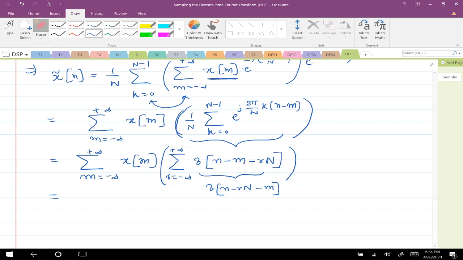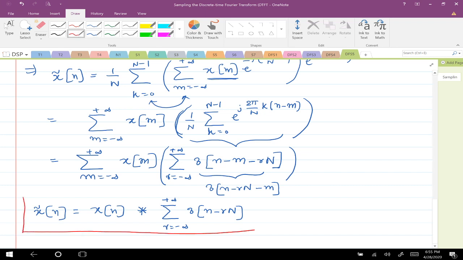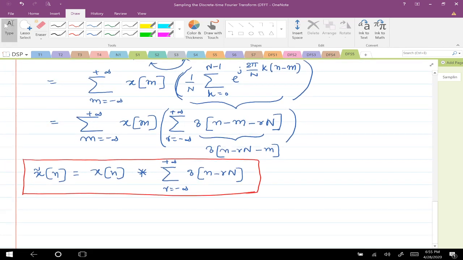So I could write this expression as x of n linearly convolved with an impulse train, varying from minus infinity to plus infinity, delta of n minus r times N. A very important result for understanding the DTFT later. So this is what you got for x tilde of n expressed in terms of the original x of n, when you have taken the DTFT of x of n and took uniform samples of it with a sampling rate of capital N.